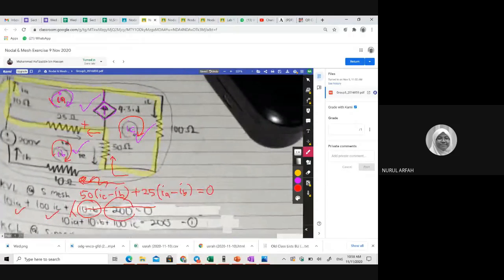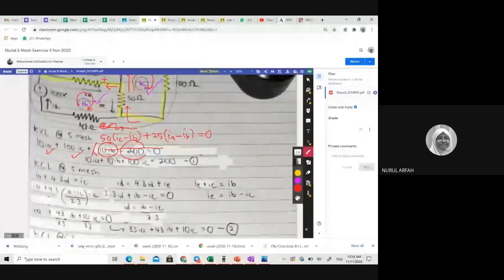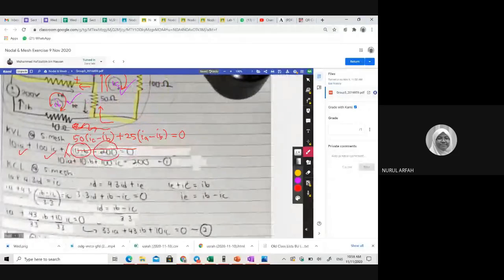Okay, this is wrong. Okay, KCL at super mesh. So the same current direction as your current source here, which is the IC, minus with the opposite, which is IA. So IC minus IA, you get this. Yes, very good.